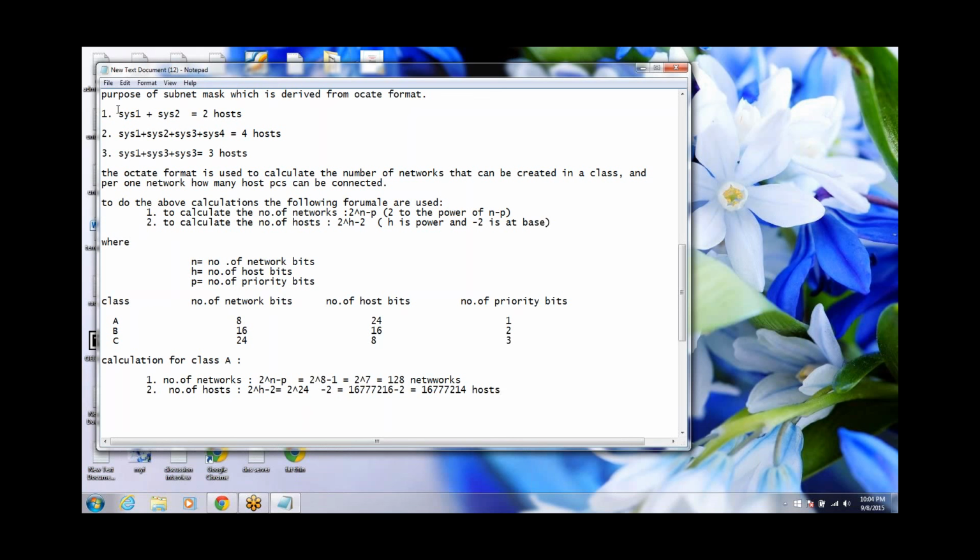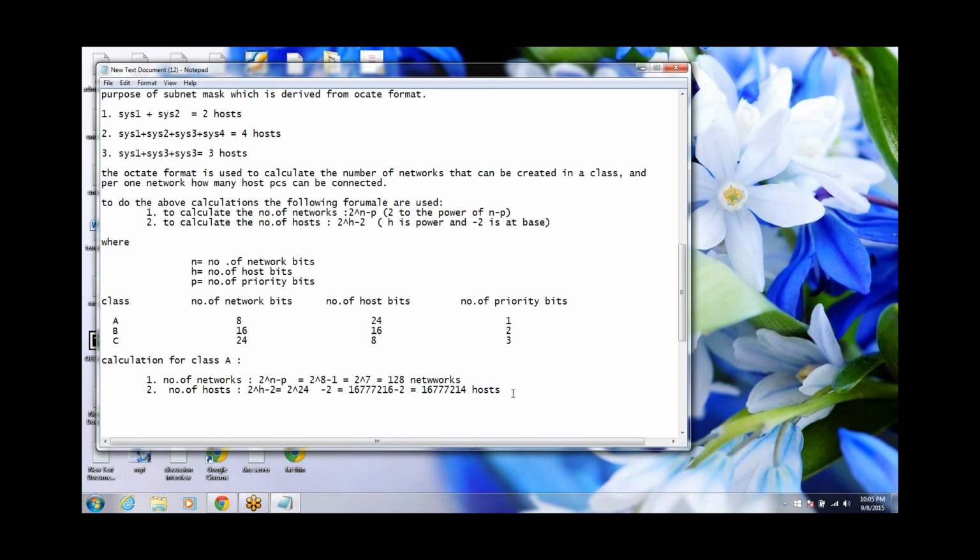In the previous example, I said that in network 1 only 2 hosts are connected. But how many networks can you create in class A? In class A, we can create 128 networks, and per network, we can connect 16,777,214 hosts.